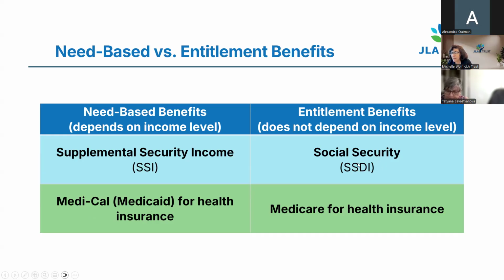And then on the right-hand side, you'll see entitlement benefits. These are benefits that people receive, and they could be pretty much millionaires, or gazillionaires. Millionaire isn't what it used to be. You could have a lot of money and still qualify for SSDI, Social Security Disability Insurance. Generally, that's for people who have been working and get injured or disabled, and then they go on disability. And then there's also, of course, Medicare for most Americans over the age of 65.